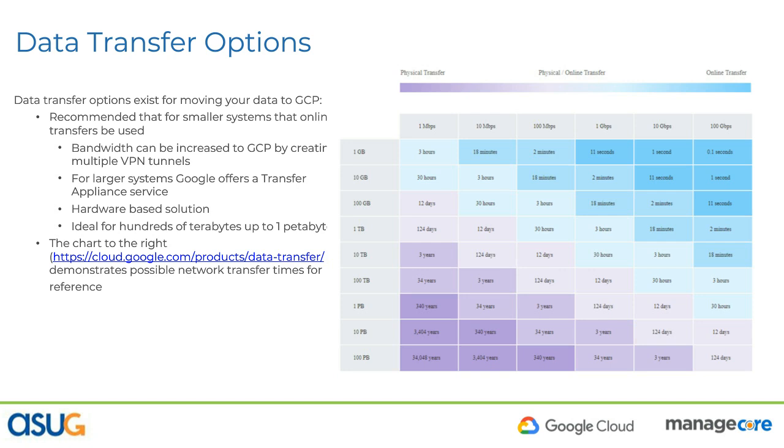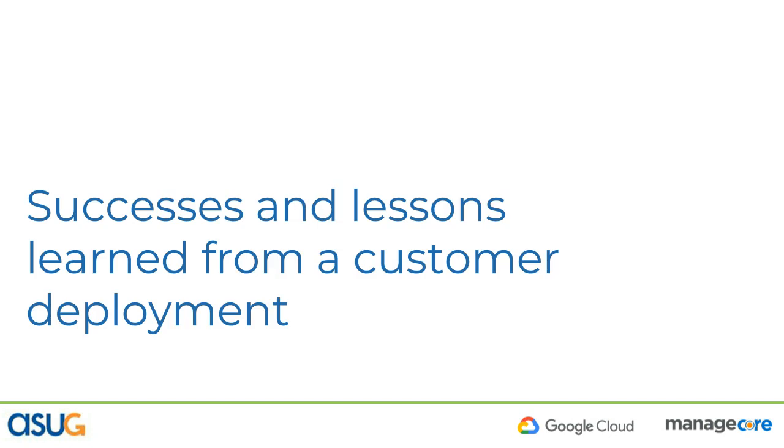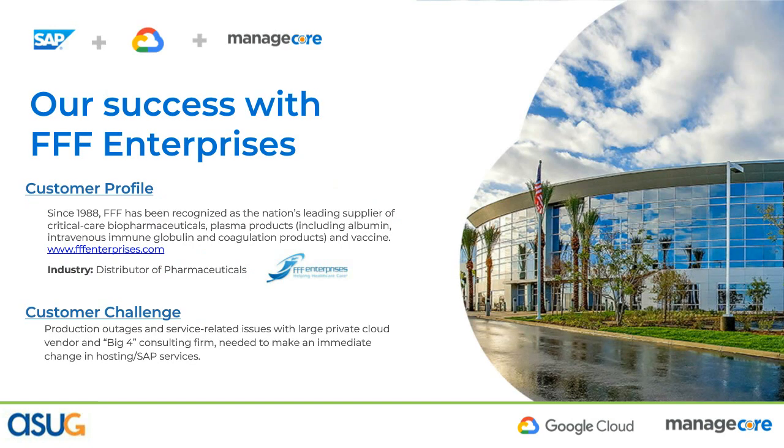Okay, now I'm going to talk about successes and lessons learned from a customer deployment that we recently did into GCP. And the customer is FFF Enterprises. They are a leading supplier of basically vaccines and biopharmaceuticals. Their real big challenge was they deployed SAP about 2.5 years prior, and they were experiencing a lot of outages and a lot of turnaround time when asking for additional resources. Spinning resources up and down was just not feasible for them in their current private cloud environment.